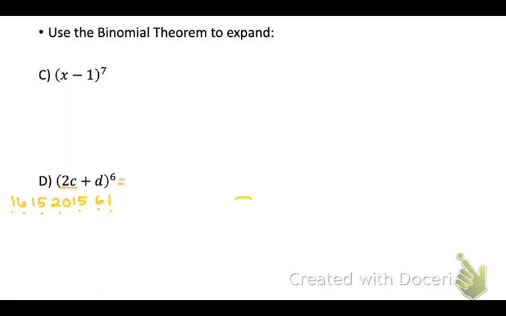So what am I going to write? Or do you want me to just say it? Or are you guys going to do it? What are you going to do? Lily, what am I going to write? What's my coefficient? What's my coefficient?